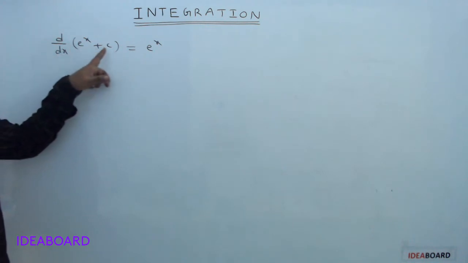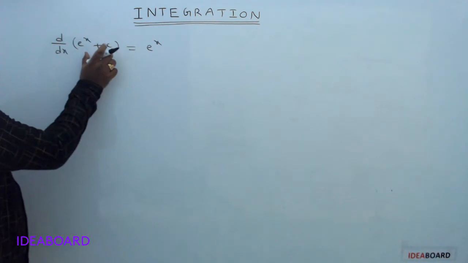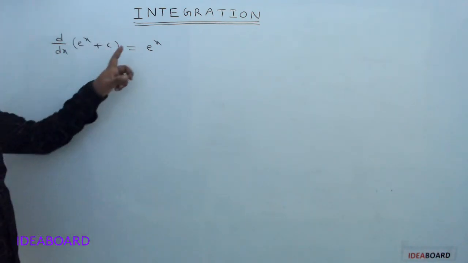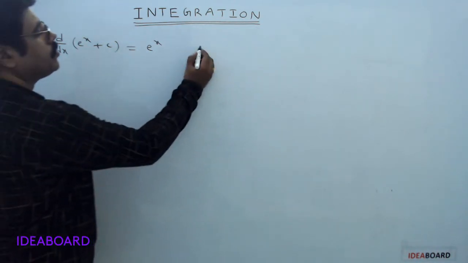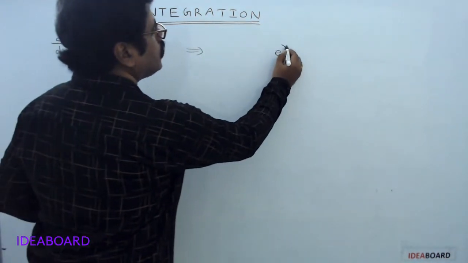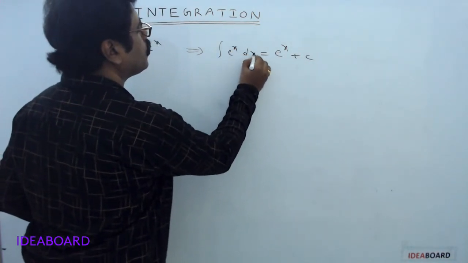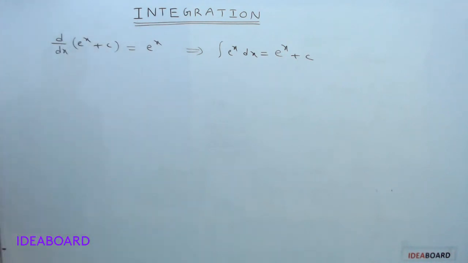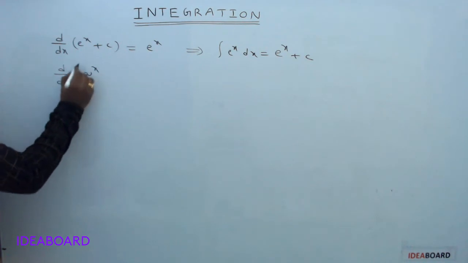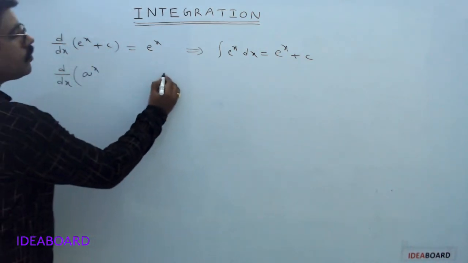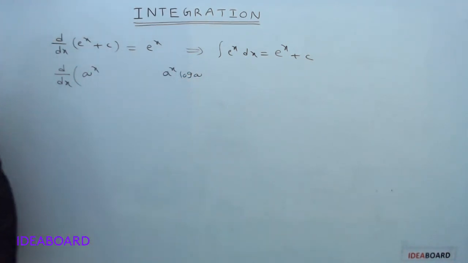If derivative of e power x plus c equals to e power x, then this e power x plus c is called integral of a function e power x with respect to x, and it can be written as e power x plus c equals to integral e power x dx. Next, what is the derivative of a power x? Derivative of a power x is a power x into log a.